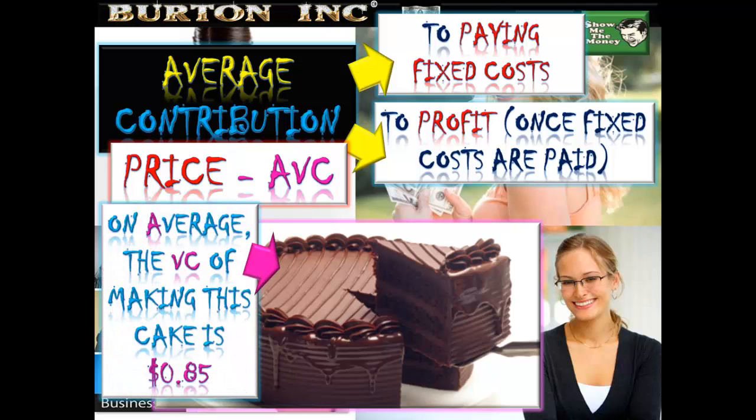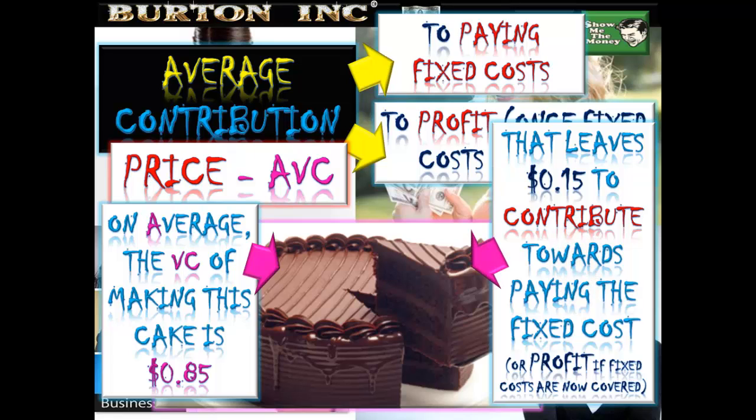and on average the variable cost of making this cake is 85 cents. On average, remember, the bakery is typically not making one cake, they're making thousands of cakes. On average, the variable cost of making this cake is 85 cents. Okay? That is things like the flour, the chocolate, etc., directly related to the cost of producing the cake. Nothing to do with the rent of the premises, the salary of the CEO.